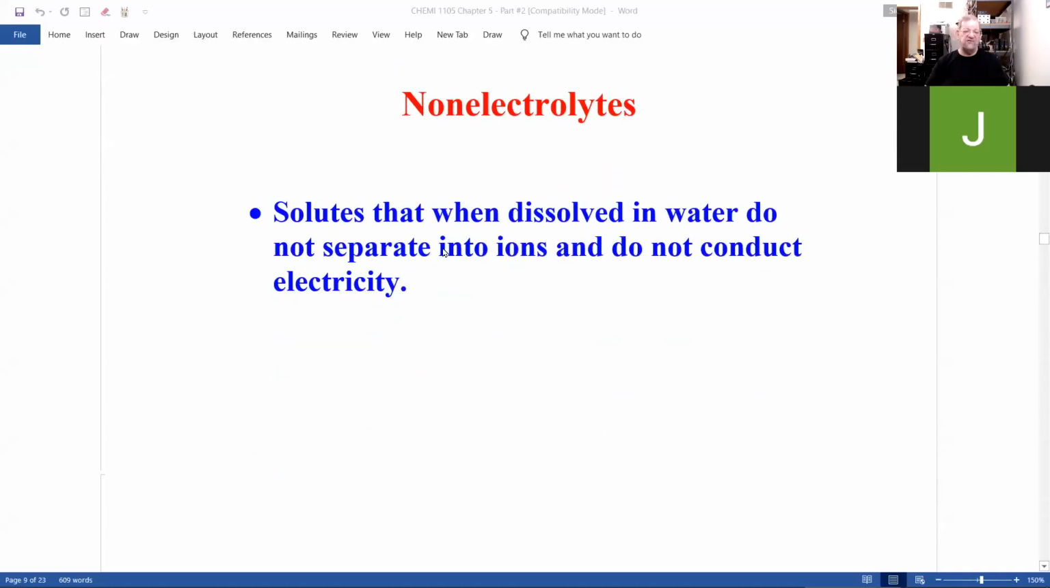And non-electrolytes, switches off for this too. Solutes that dissolve in water, but don't separate into ions and don't conduct electricity. Example, that would be sugar.